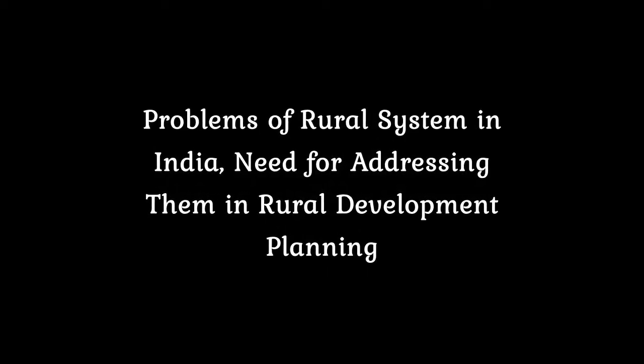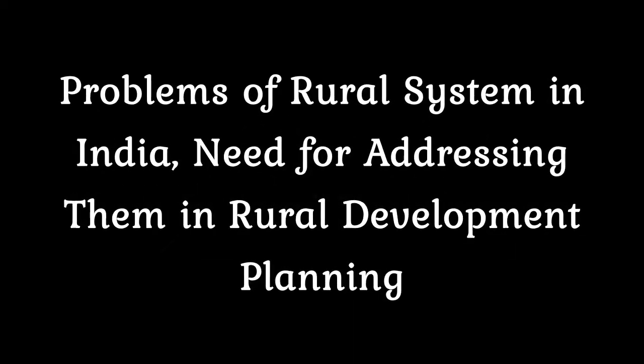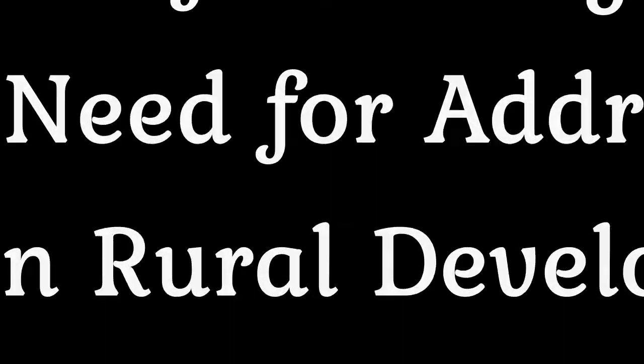Problems of rural system in India, need for addressing them in rural development planning. Abstract: India is one of the rapidly urbanizing nations, but still the majority of the Indian population, 61% according to the 2011 Indian census, is living in rural areas. Rural development is very important for the effective development of the country. They also contribute to 46% of the national income.